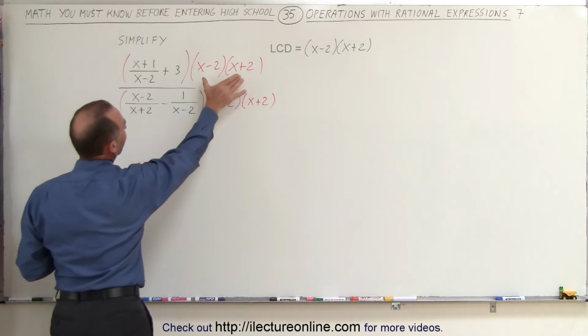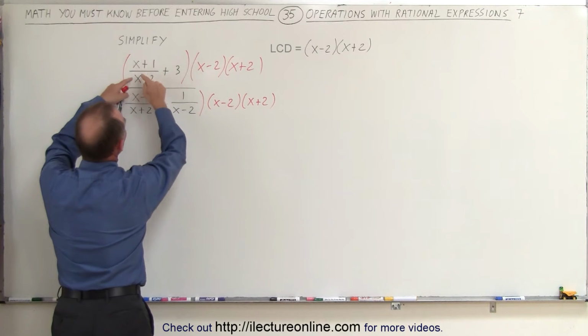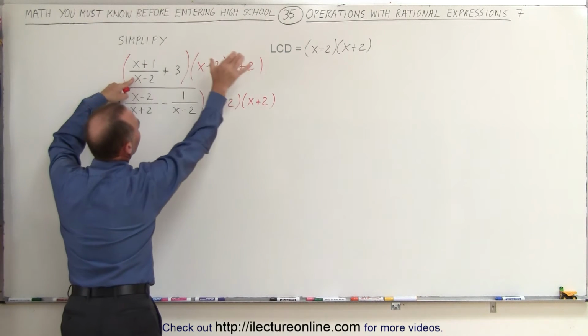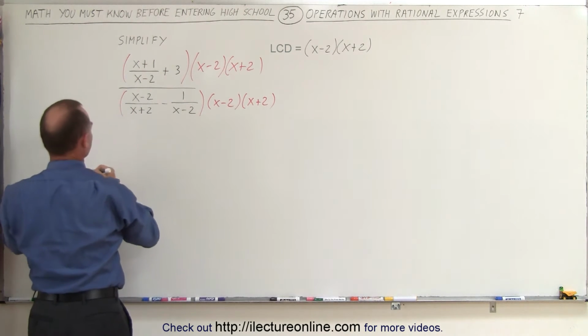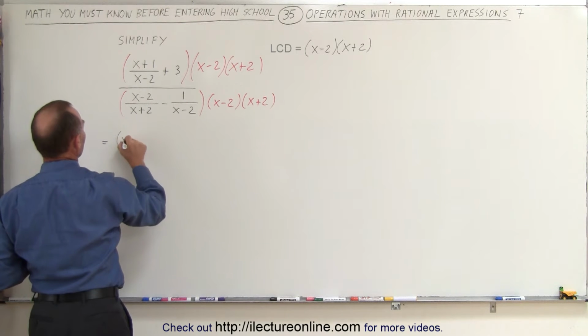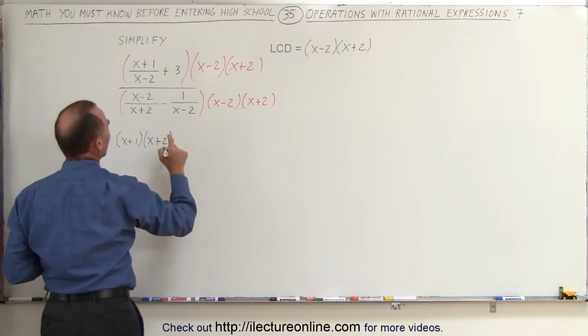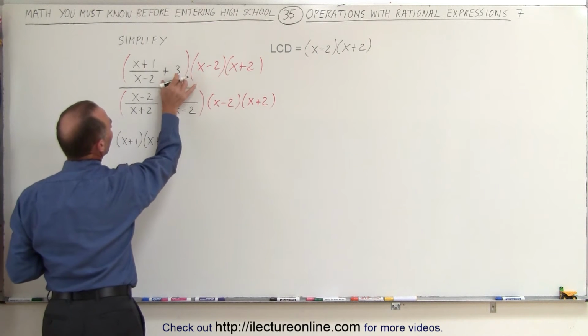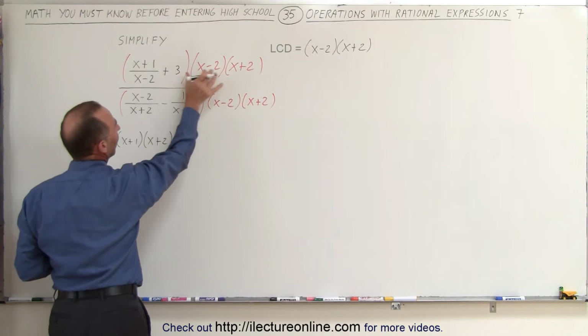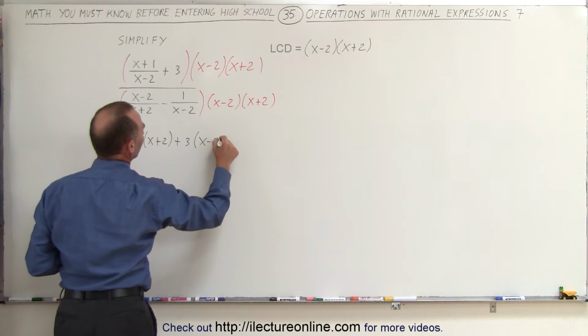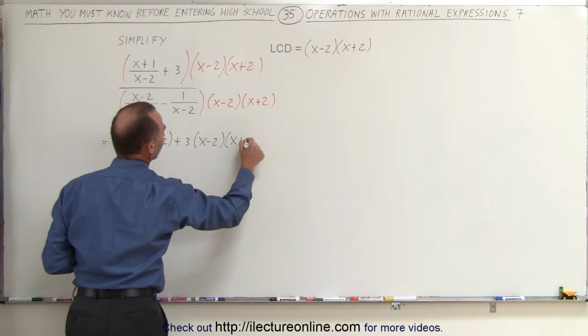So we multiply this times the first fraction. Notice the x minus 2 cancels out, and we're left with x plus 1 times x plus 2. This is equal to x plus 1 times x plus 2. Notice here we don't have anything in the denominator, so this simply becomes 3 times this product. So plus 3 times x minus 2 times x plus 2. There's nothing to eliminate here.